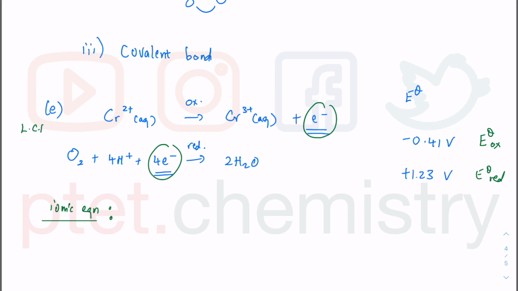Lowest common multiple, primary school mathematics, says that you must come up with a common factor there. So the common factor there is 4. So multiply this whole thing by 4. Then you're going to get 4, 4, and 4. The 4 electrons on the right cancel the 4 electrons on the left. But what you get is O2 plus 4H plus, and then you have 4Cr2 plus going to 4Cr3 plus 2H2O.